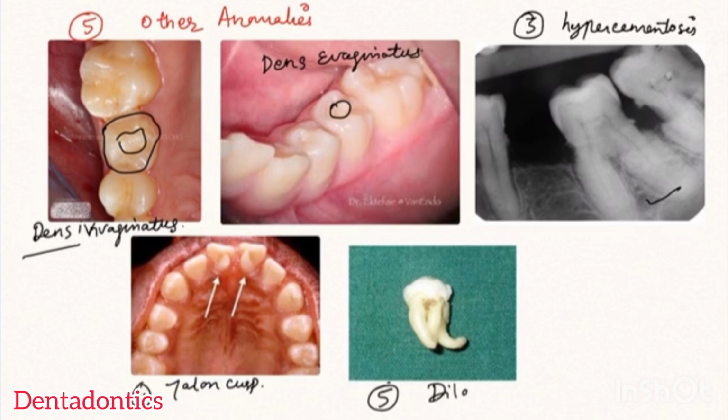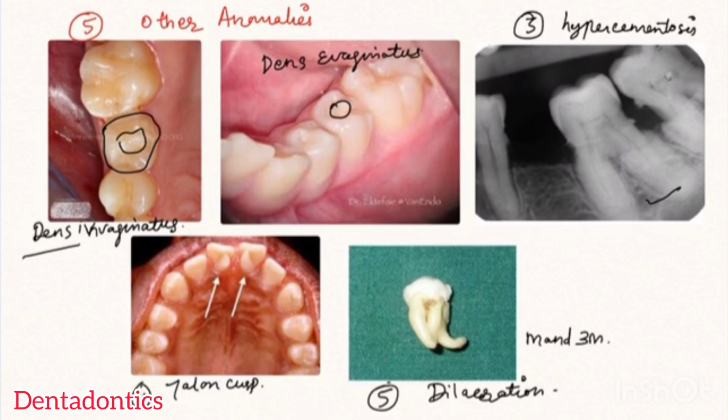And next is the dilaceration. It is the sudden bending of the root at any angle. It is the bending of the root in a particular direction or a particular angle. This is most commonly because of trauma, and the most commonly involved tooth is the mandibular third molar. So these are the other anomalies or the developmental disturbances.